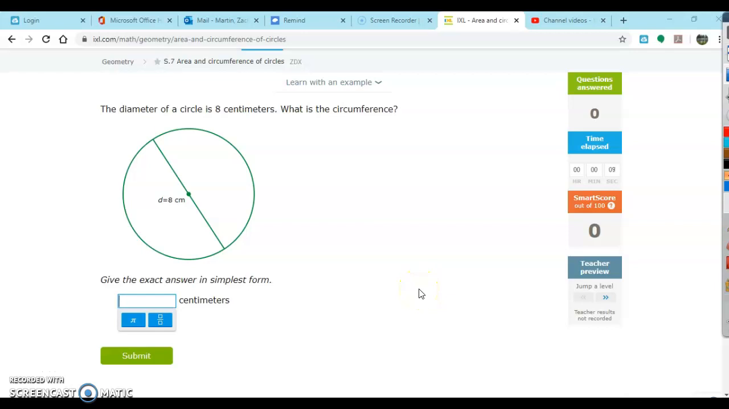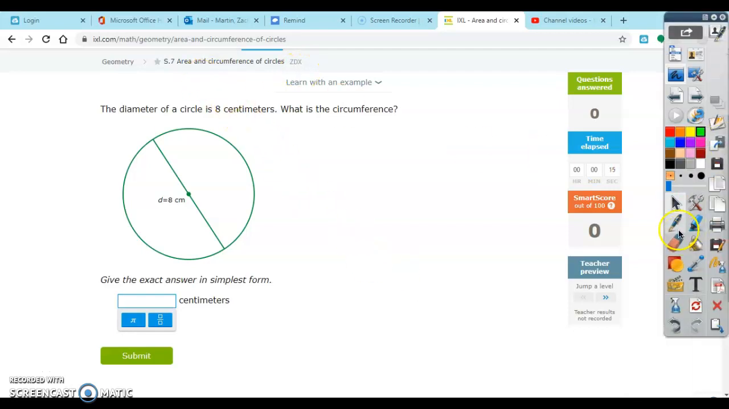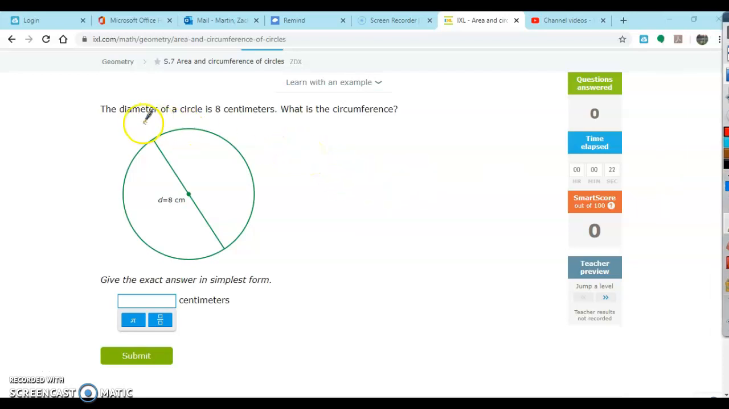Alright, geometry students, I've gotten some questions about IXL standard S7, area and circumference of circles. So let's see if we can knock out some of these just to give you some guidance on what's going on. Here it tells us the diameter of a circle is 8 centimeters.